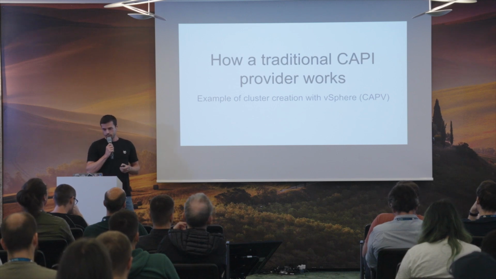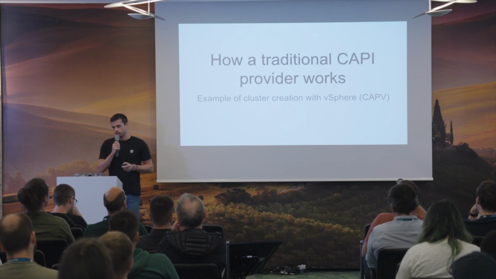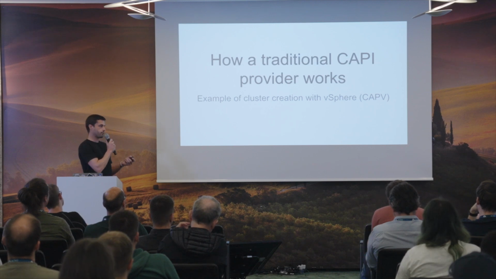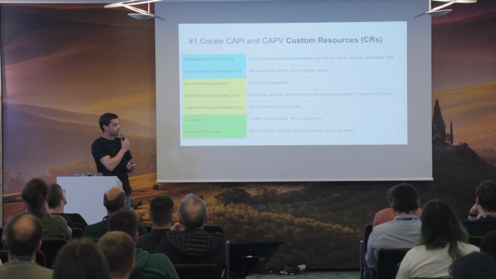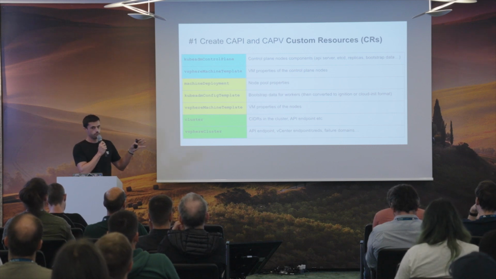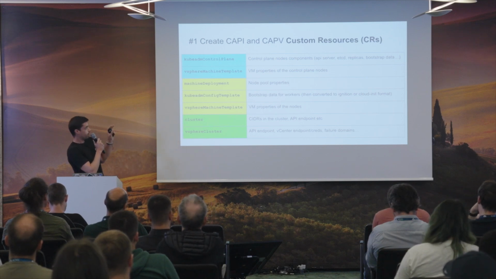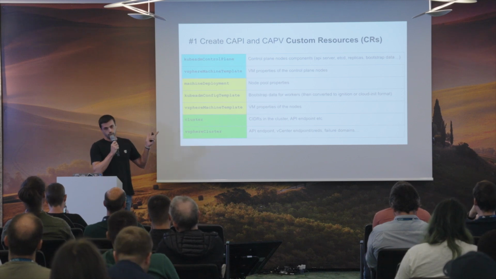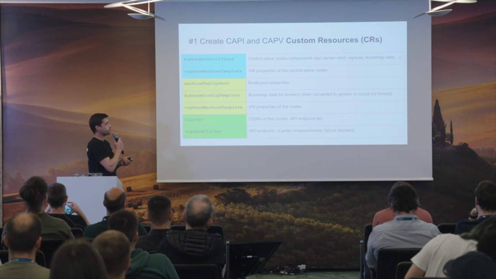First, I'm going to have a look at how a traditional CAPI provider works. We're going to take vSphere as an example because it's a pretty simple one. It's called CAPV, Cluster API Provider vSphere, that's what it stands for. If we create a Kubernetes cluster, we have a bunch of resources to apply to our management cluster. In blue, we have the control plane stuff. We will describe, in this case, we use kubeadm, but you can use a bunch of different bootstrap providers.